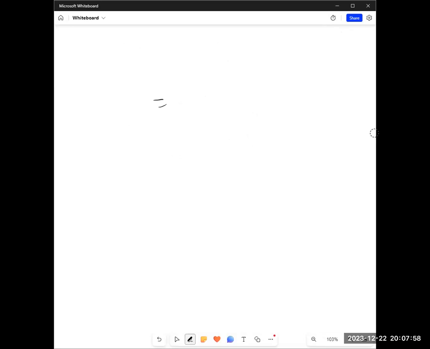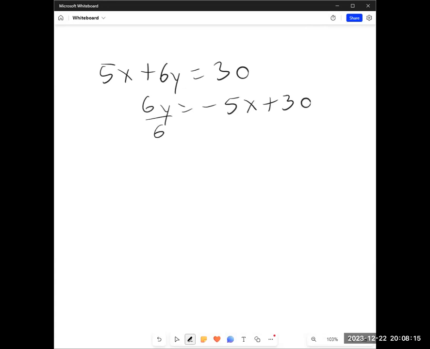And this is going to be 5x plus 6y is equal to 30. And again, we want to solve for y. So 6y is equal to negative 5x plus 30. Divide by 6. y is equal to negative 5/6 x plus 5.